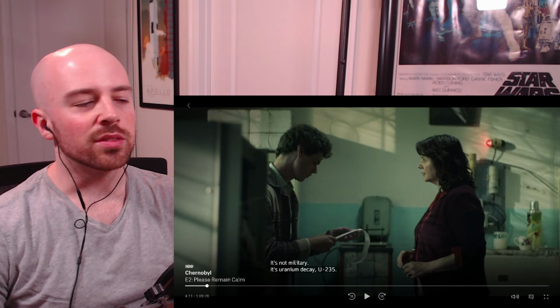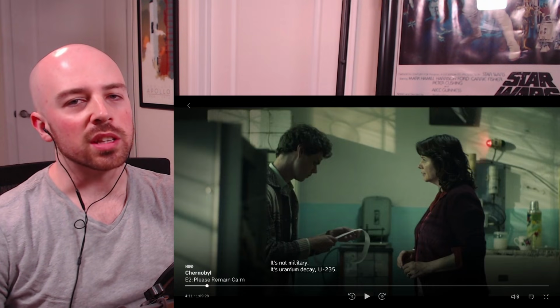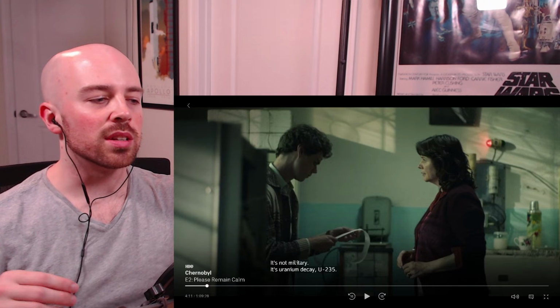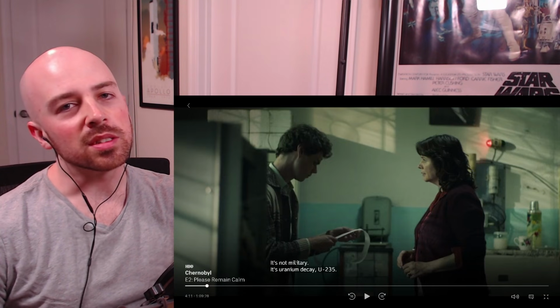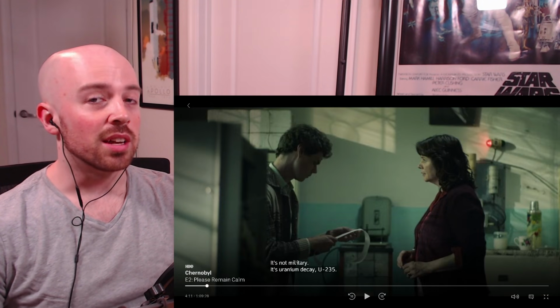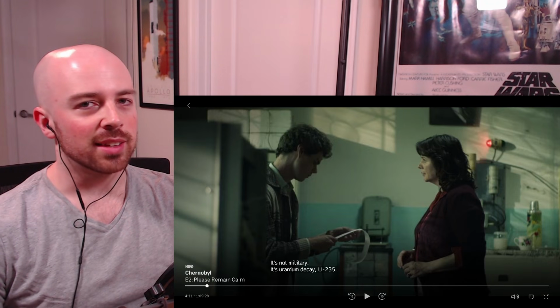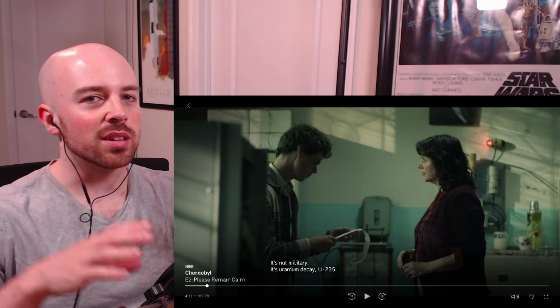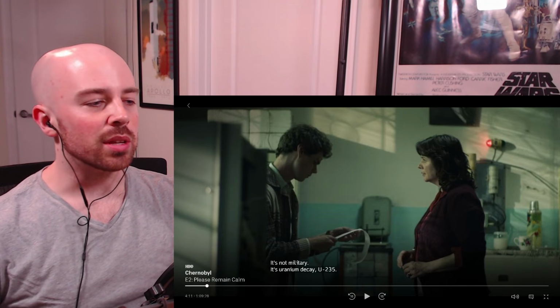So the number after the U-235, that's the number of nucleons, so the number of protons and neutrons. So uranium-235 is 235 protons and neutrons. Iodine 131 has 131 protons and neutrons, so just about half, so you can see where it comes from in terms of the split.